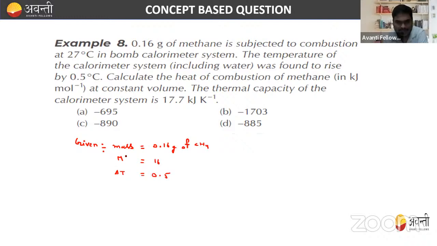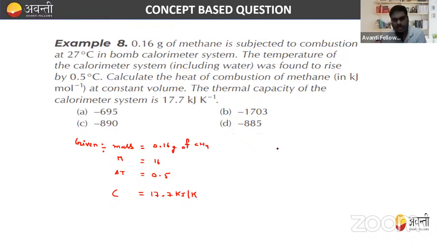The thermal capacity of the calorimeter. So thermal capacity means C is already given. So see the value of C, 17.7 kilojoule per Kelvin, right? So you have to calculate the heat. So we know that the heat at a constant volume is termed as internal energy, right? The heat supplied at a constant volume is known as internal energy.